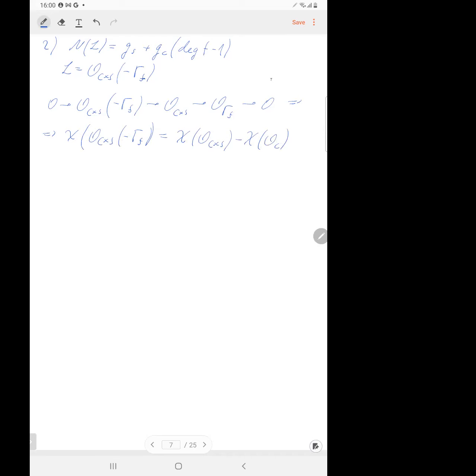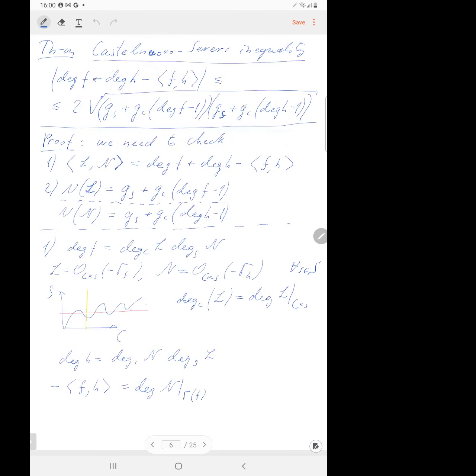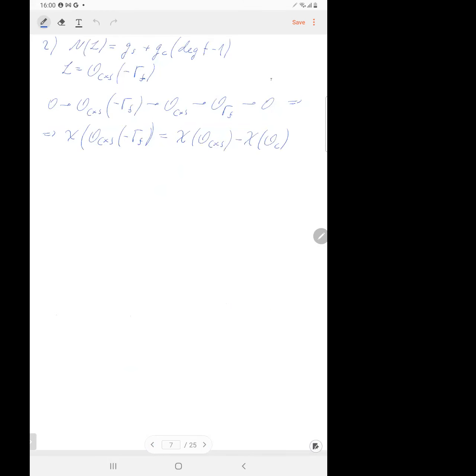Why is the graph isomorphic to the curve C? By projection to C. We just saw this in this picture. The graph projects to C isomorphically, but to S with degree of F, right? Yes, thank you. Okay.